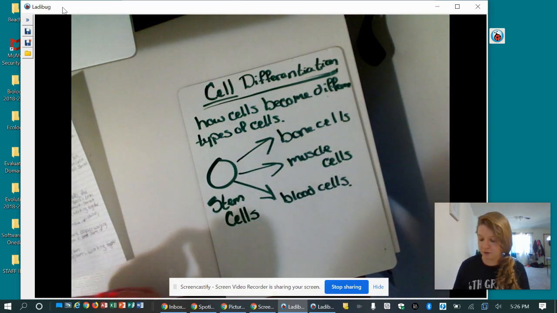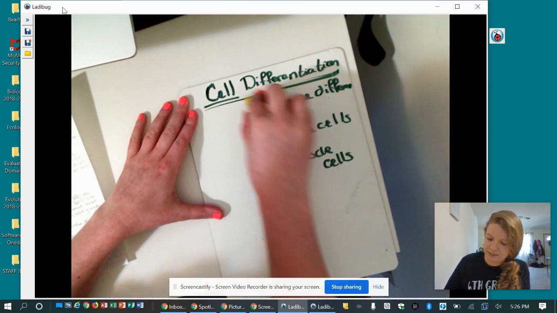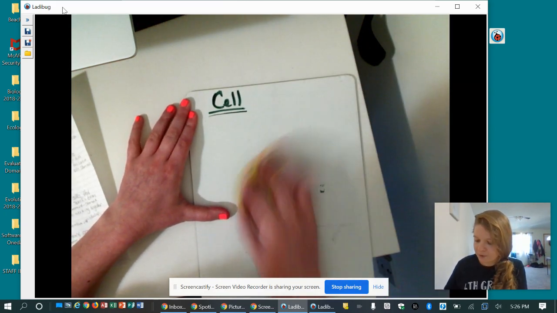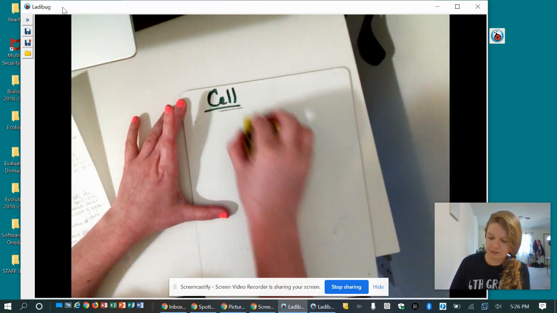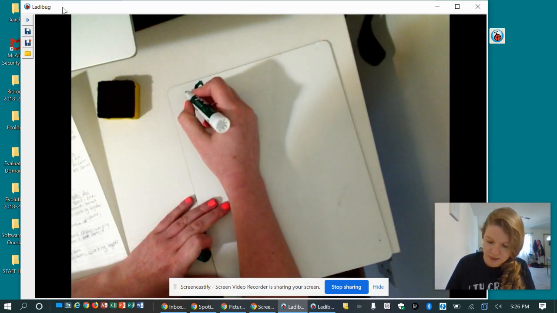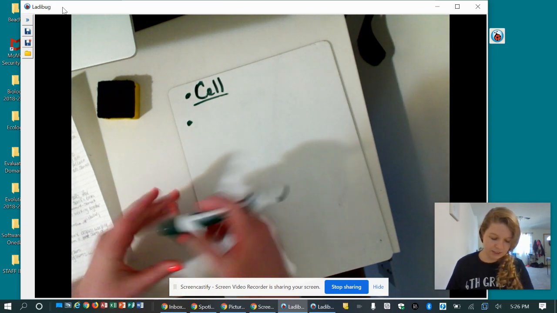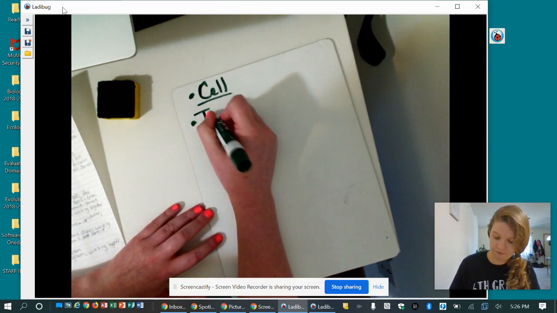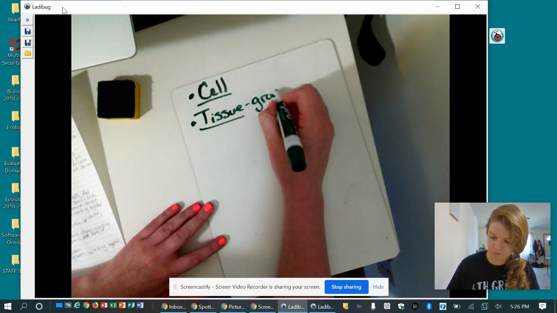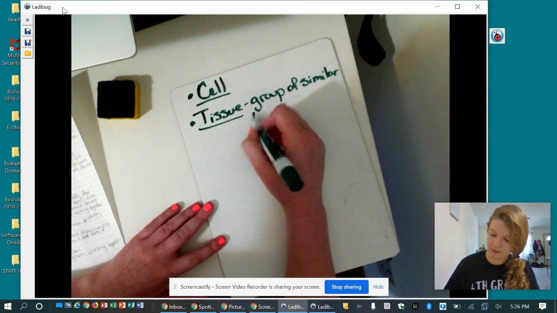So back to levels of organization. Our most basic level of organization, our smallest level, is the cell. After cells, if we're building an organism with its levels of organization, we have tissues. And we're not talking about the kind that people were going crazy for at the grocery store. This type of tissue is a group of similar types of cells.